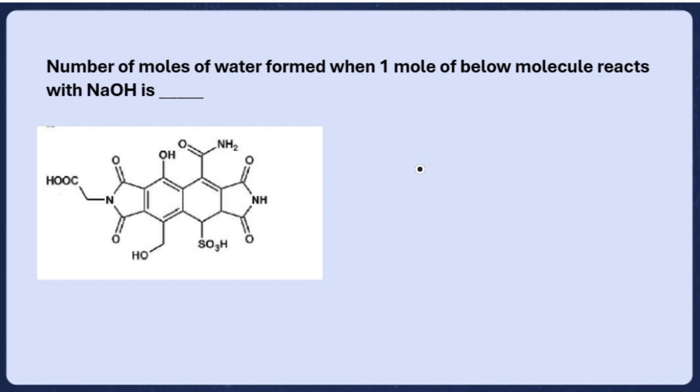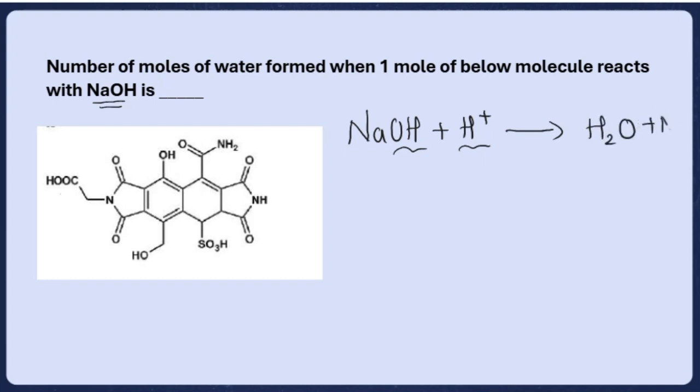For the given molecule, you are supposed to find out the number of moles of water formed when this complex molecule reacts with sodium hydroxide. Sodium hydroxide is going to form water when it reacts with an acidic proton. So the OH and H are going to form the water.